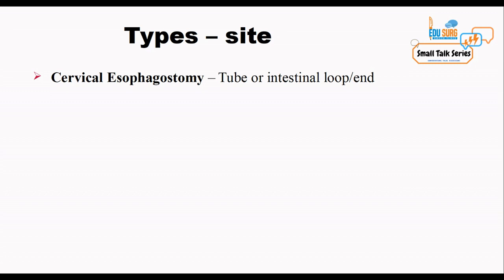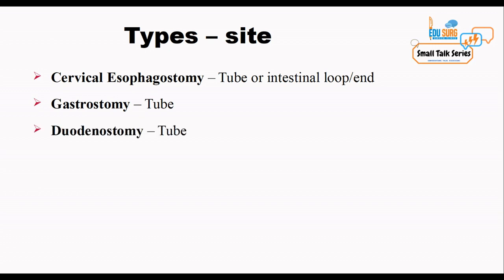So based on the site of the gut that is used, a stoma can be a cervical esophagostomy. That is, the esophagus is brought out in the neck, which can be through a tube esophagostomy or a cutaneous esophagostomy. This is usually done in cases of upper corrosive strictures. Then the stomach as a stoma is gastrostomy. Duodenum is duodenostomy, and these are tube stomas.